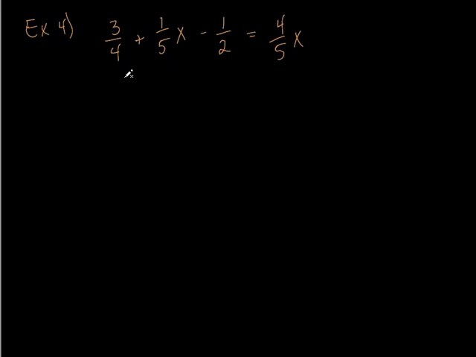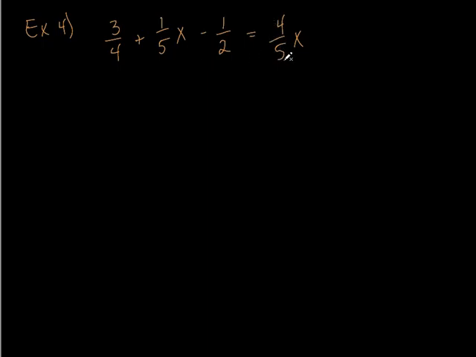I know some people that will do that every single time. It doesn't make any difference what the numbers are. They'll always put the x on the left-hand side. I'm kind of more particular about this. I would rather take the smaller one and put it on the side of the bigger one, just because it will come out positive.